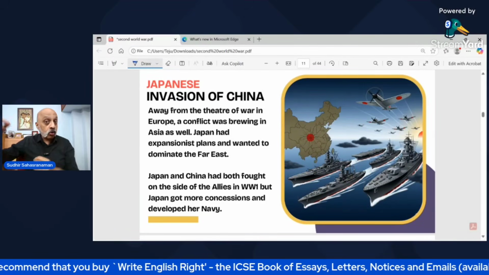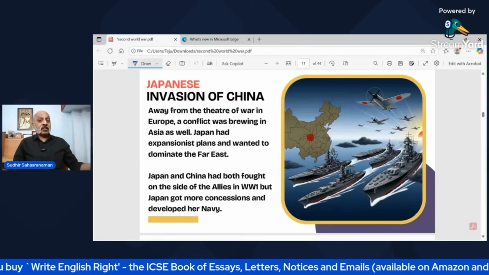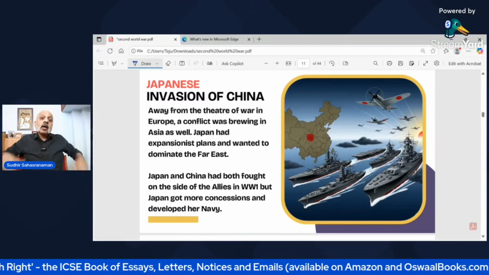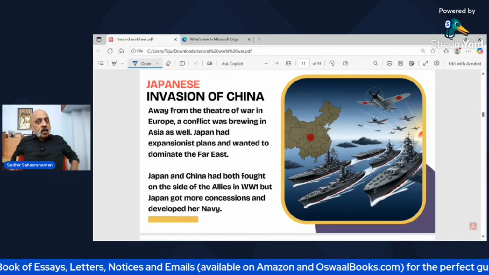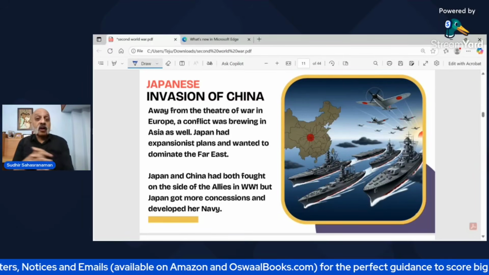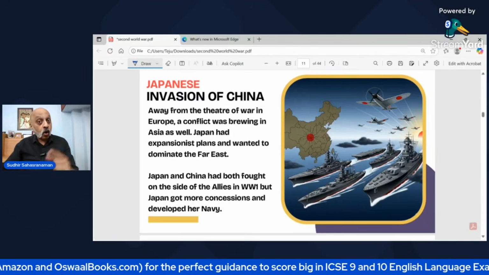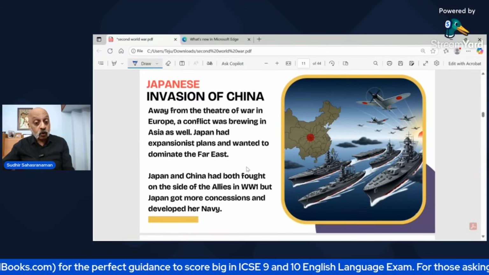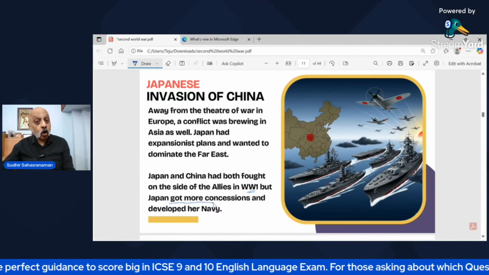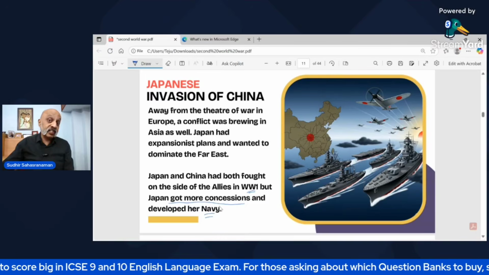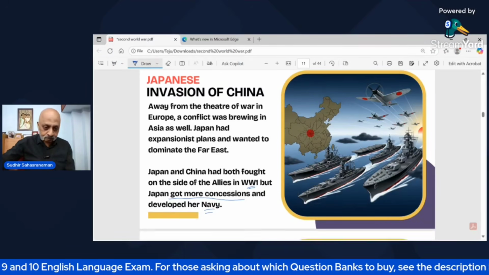So Japan also, like Germany and Italy, had expansionist plans. It also wanted to increase its territory under the emperor. So they wanted to dominate the far eastern part of the world. So Japan and China had earlier fought on the same side of the Allies in World War I. But Japan had got more concessions and it had developed its navy as compared to China.